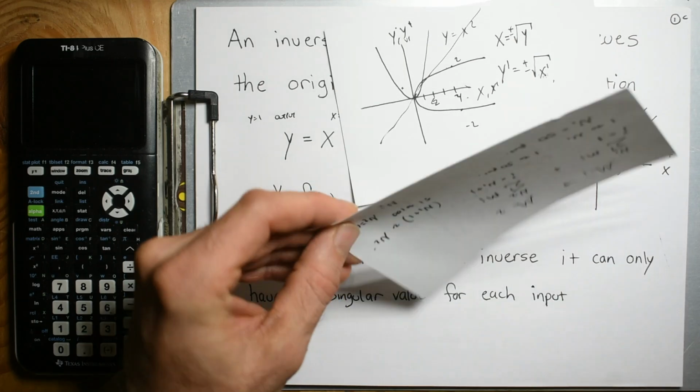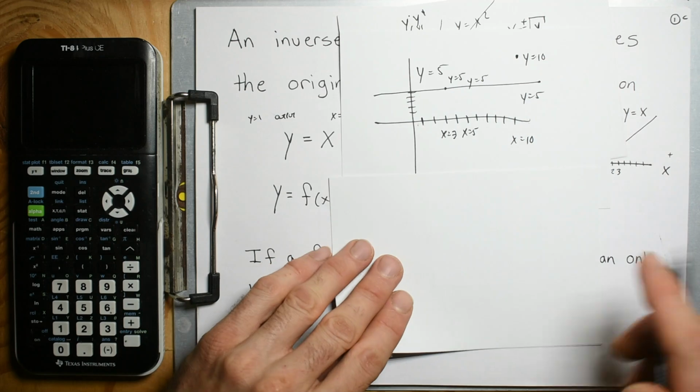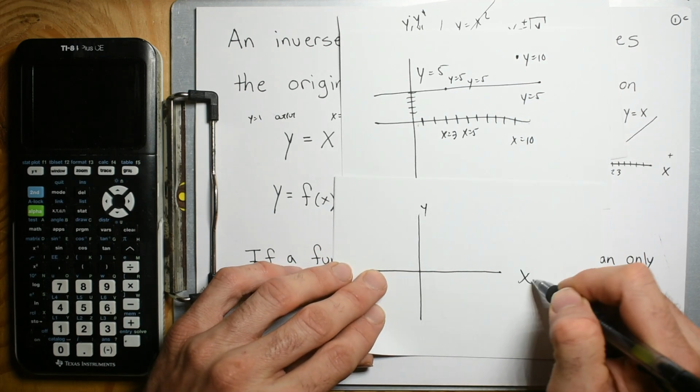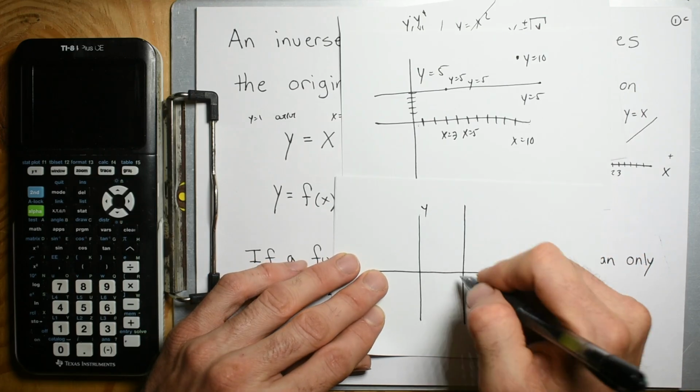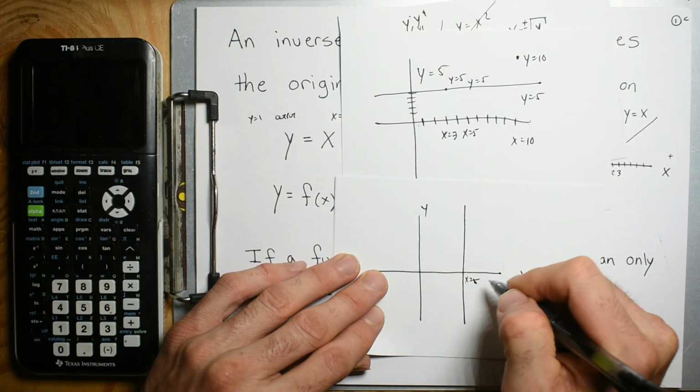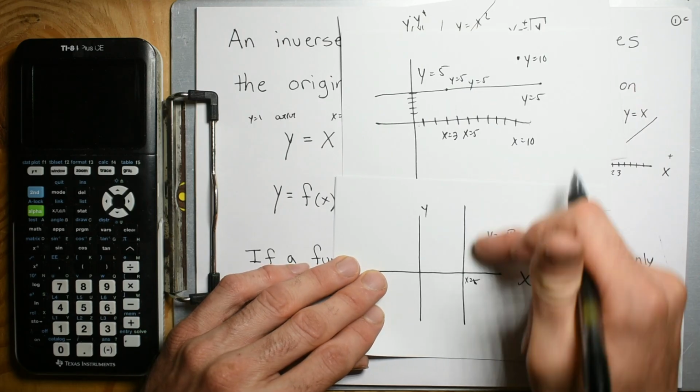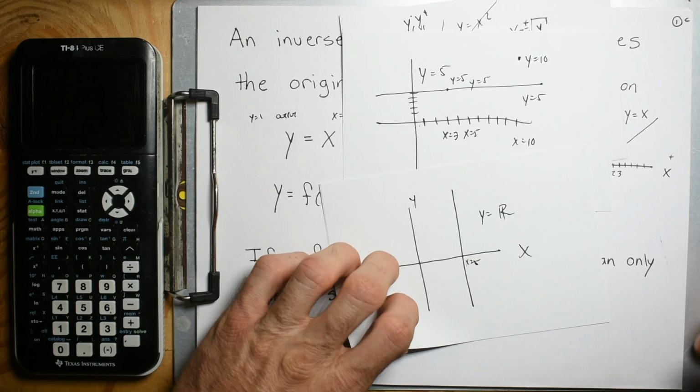So things that don't work are vertical lines. If you had something like this, a vertical line, and this was x is equal to 5, y could be any real number. And so that is not a function from that sole definition.